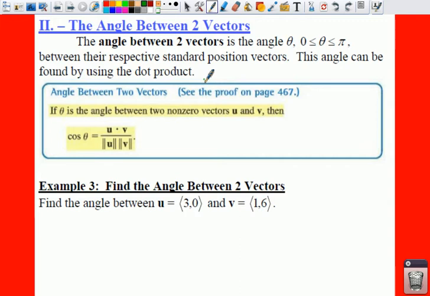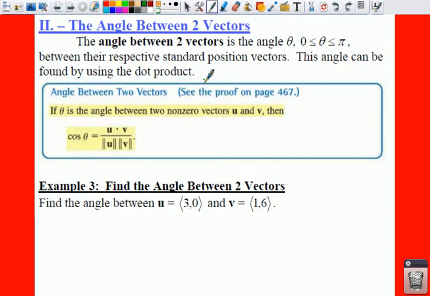Next thing we're going to learn about is the angle between two vectors. The angle between two vectors is your angle theta, where theta has to be between 0 and pi, so between 0 and 180. And this has to be between the respective standard position vectors. So that means you can't have two angles that are more than 180 degrees apart and still find the angle in between them. This angle can be found by using the dot product.